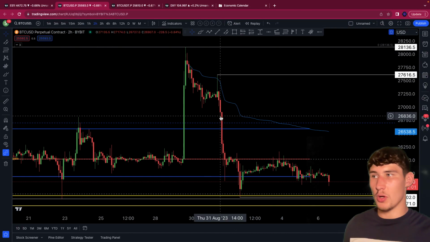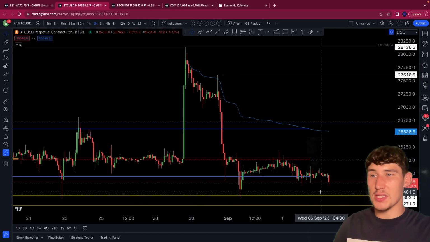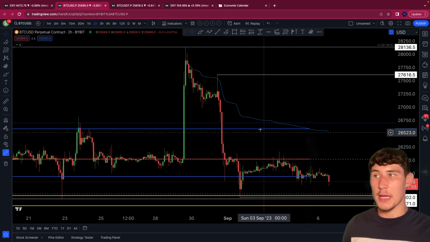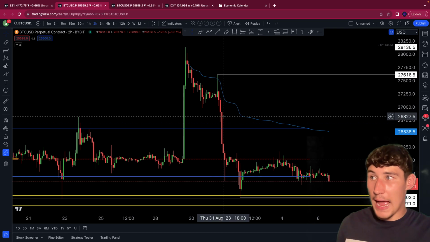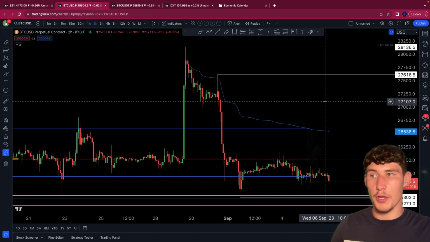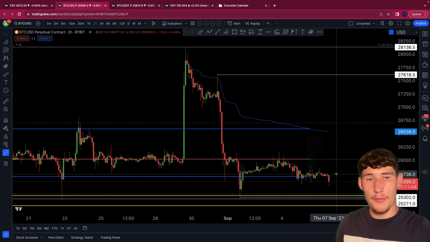Well, we actually saw that big pullback that I was expecting. I was telling my team that I was expecting this. And from there, you can enter into a trade and actually short this, making a really nice profit. So what is currently going on with Bitcoin at this moment in time?